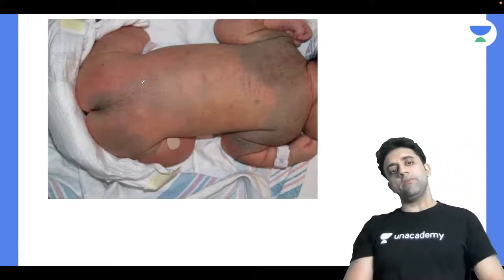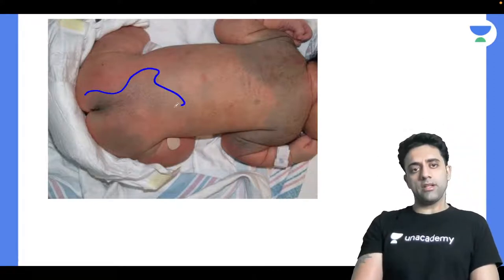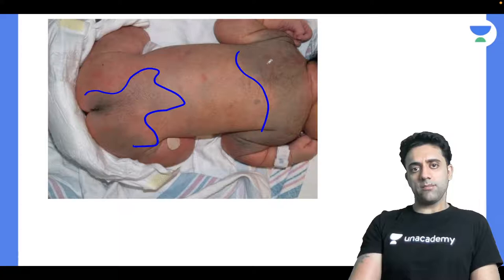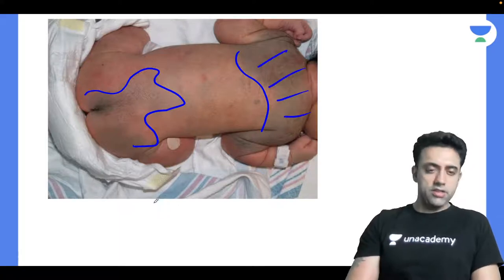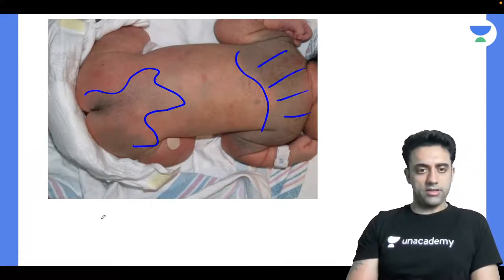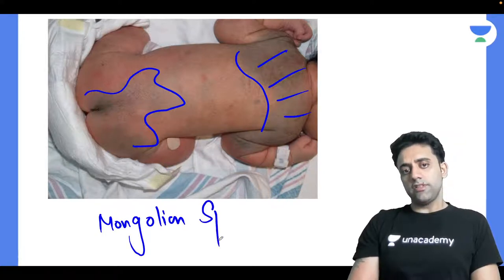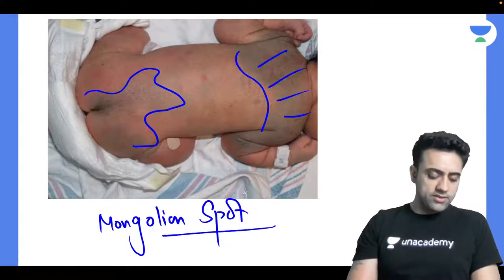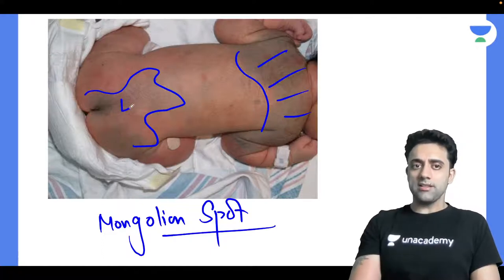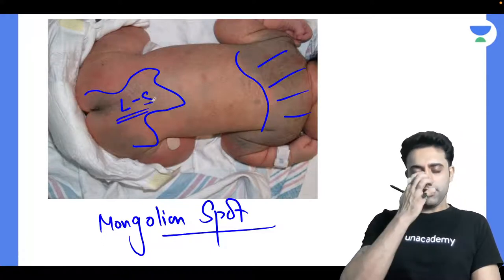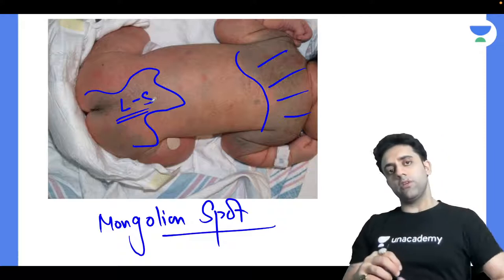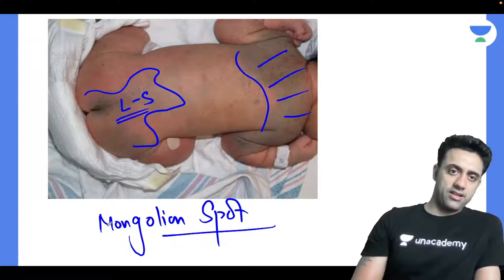What is this rash? Anyone? Who will tell me? What is this? And what is this? What is this big patch? This is nothing but Mongolian spot. Yes, nothing but Mongolian spot. Which is the most common location for Mongolian spot? The answer is lumbosacral region. The most common location for Mongolian spot is lumbosacral region.